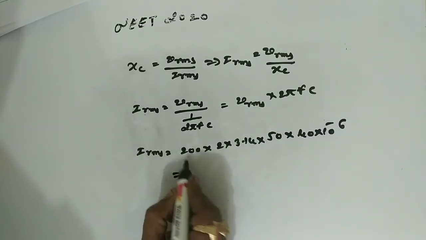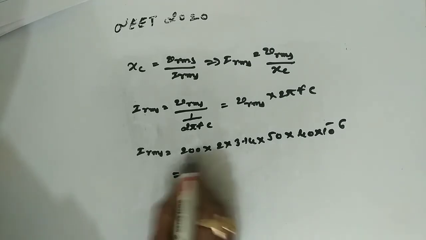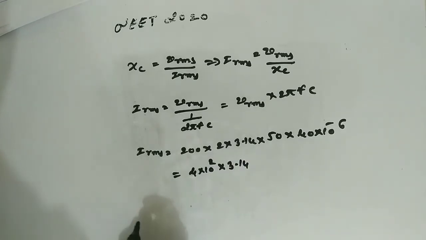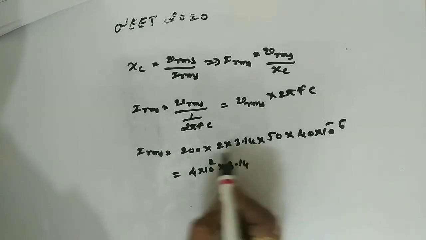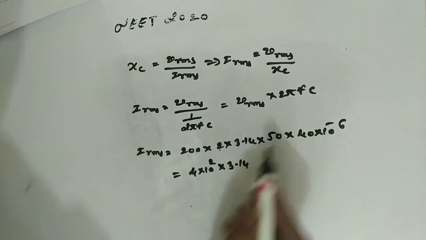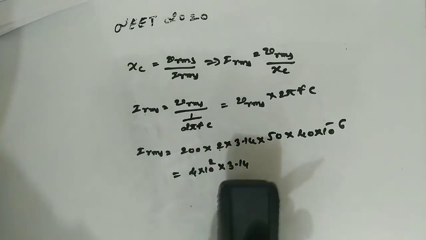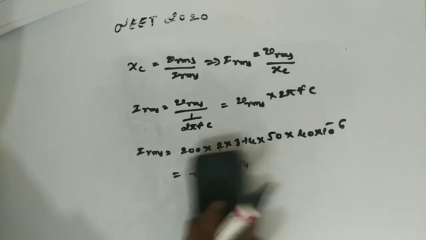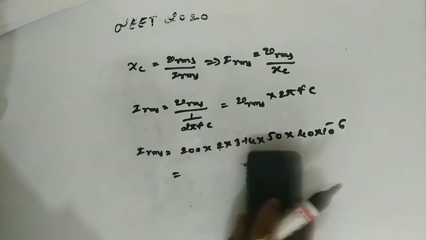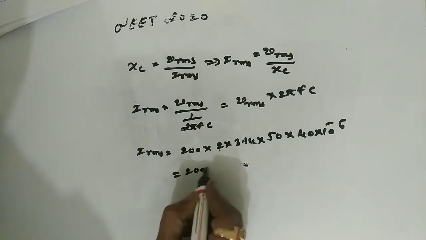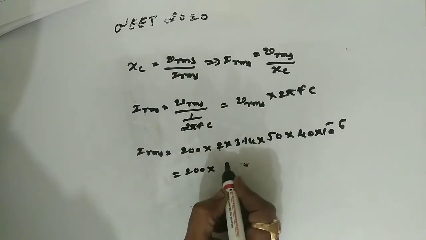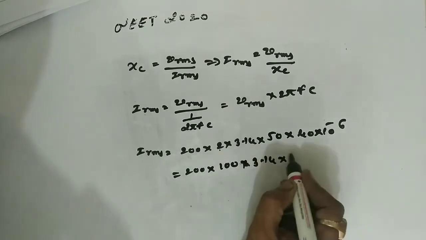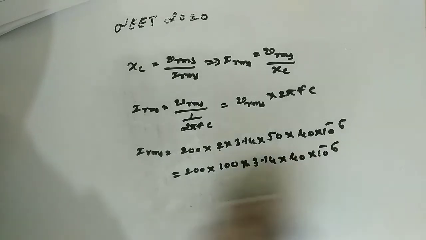So I make it 200, 2 into 2, 4, this is 10 to the power of 2, 3.14. Shall I make it easier, 2 into 50? Instead of this one, I go for the easiest way. 200 as it is, 50 into 2, 100 into 3.14 into 40 into 10 to the power of minus 6.